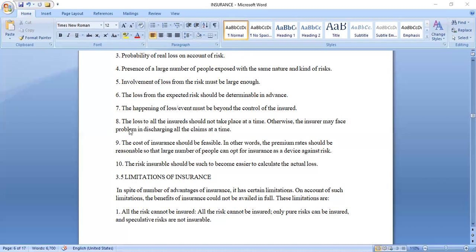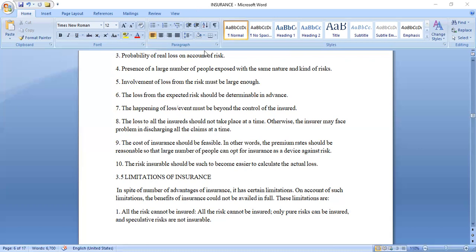Then next is that the loss to all the insureds should not take place at the same time. So you can see all these prerequisites. They are actually so binding. Me, I call them, indirectly, I call them strings. Strings attached, right? So there are too many. And it is a little difficult to follow all these and be 100% correct or perfect.